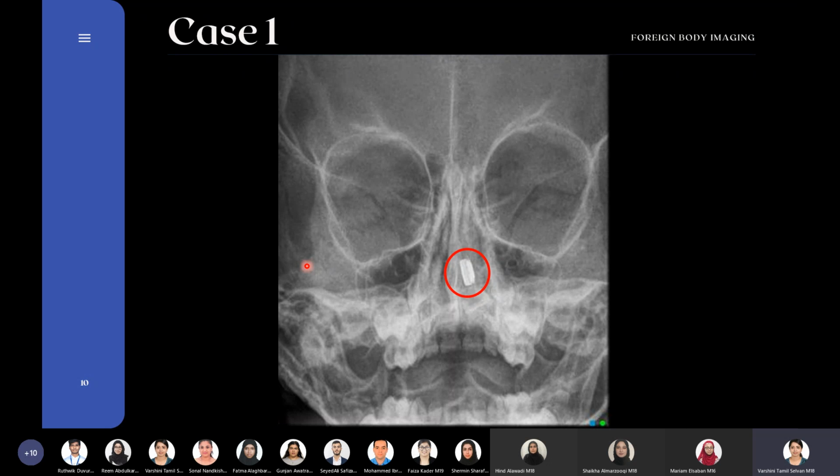But what is it? Is it a coin or a battery or a toy? Yes, this is a battery. So this is a frontal X-ray scan of a 2-year-old male child complaining of a sore nose. And the mother at the same time can't find her battery that she left on the counter. So she suspects that her son had put it in his nose, which is correct, by the way.